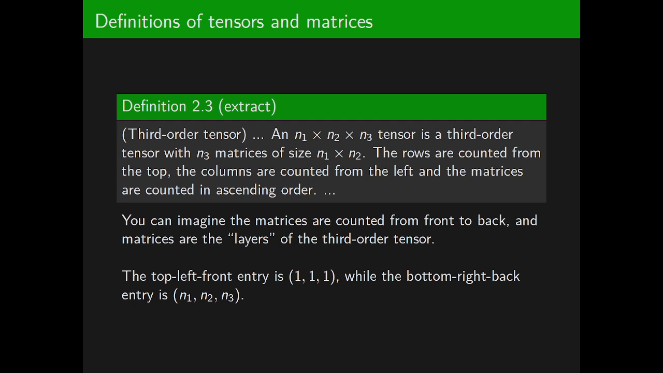Another thing I want to note is that the top left front entry is 111, while the bottom right back entry is n1, n2, n3. That's important. In case you really want to know the top right front entry and the bottom left back entry, you can refer back to the definition of matrix, and depending on the size, you can write that out. In the document, there's also a graphical depiction of what a matrix looks like and how we index those numbers. Hopefully you understand these.